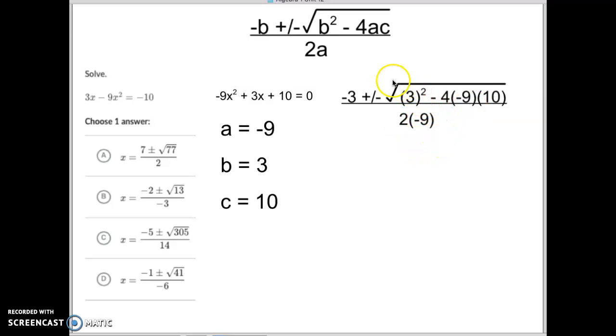Okay, so let's do a little math. 3 squared is 9, positive 9. -4 times -9 is positive 36. Positive 36 times 10 is positive 360. 360 and positive 9 makes 369. 2 times -9 on the bottom makes -18. Pretty simple, correct? Hey, so let's find that answer. No, no, no. Shoot, it's not over here. If it's not there, you have more work to do.